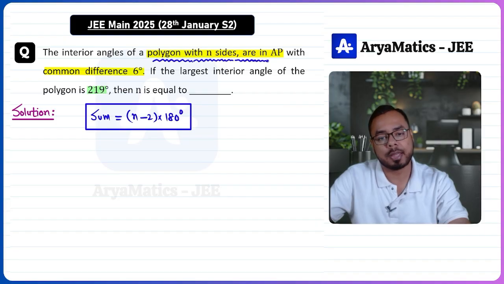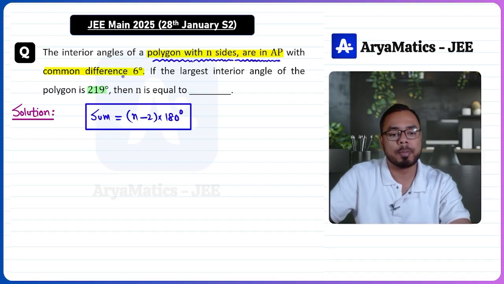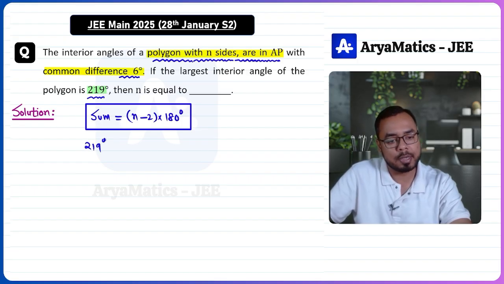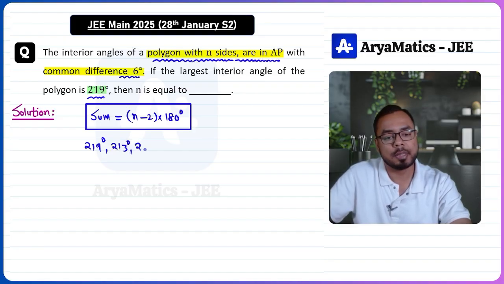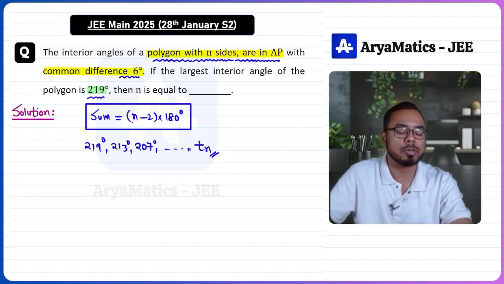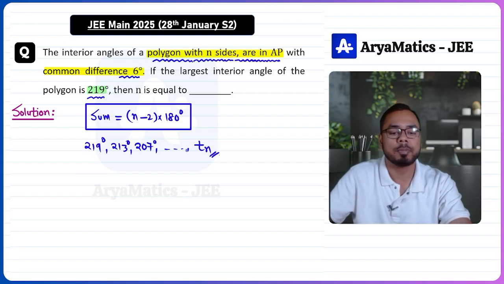Now here it is given that the angles of a polygon are in AP with common difference 6, and the largest angle is 219 degrees. So if the largest angle is 219 degrees and common difference is 6, the next angle will be 219 minus 6, that will be 213 degrees. This will be the second largest. Similarly, the third largest will be 213 minus another 6, so 207, up to, let us say, the last term is the nth term. We have an n-sided polygon, and these are the different angles of the polygon: 219, 213 and so on up to Tn.